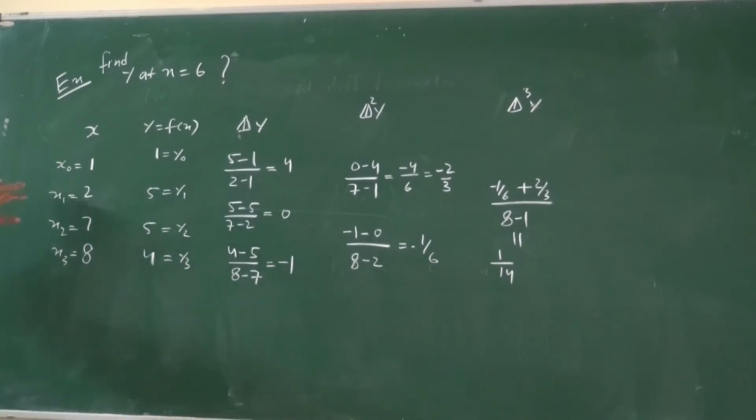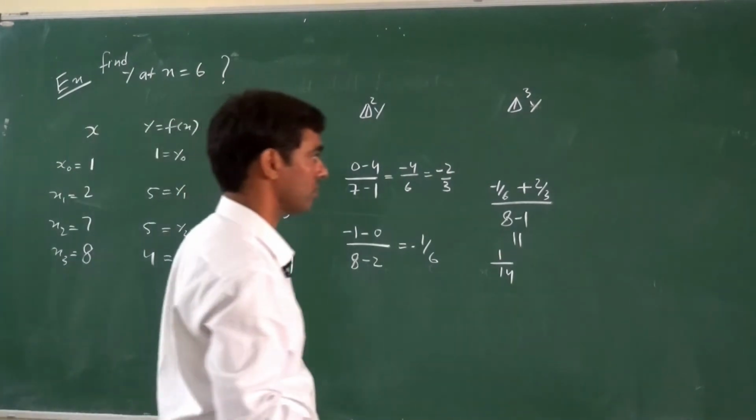Closely observe that the arguments are given for unequal class intervals. Here the difference is 1, here the difference is 5, and here again the difference is 1. So we cannot apply the interpolation formula for equal class intervals. Here we need to apply the interpolation formula for unequal class intervals.